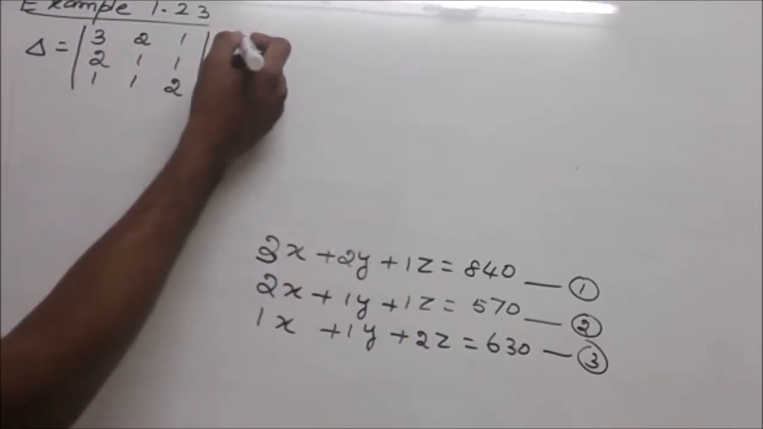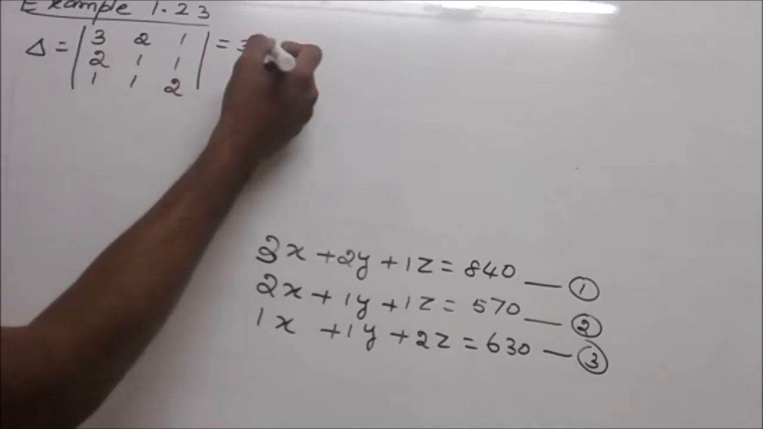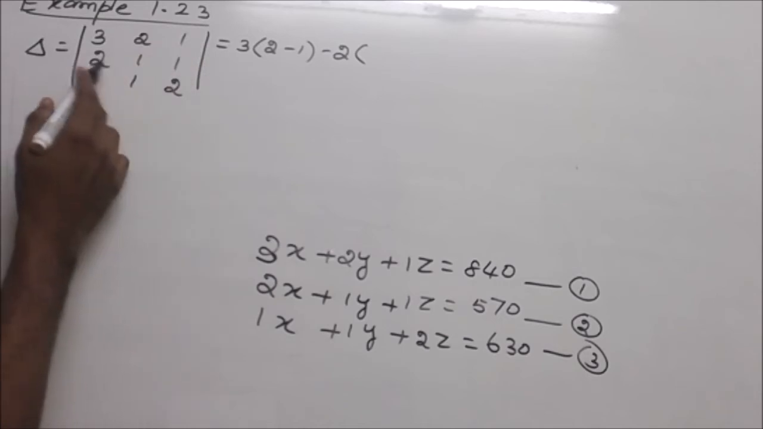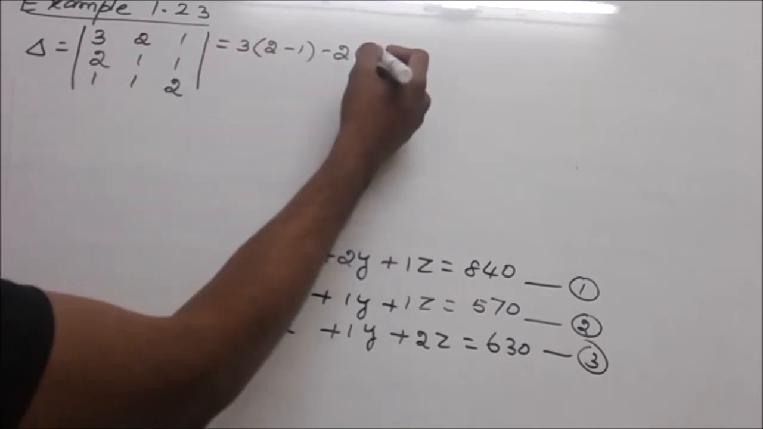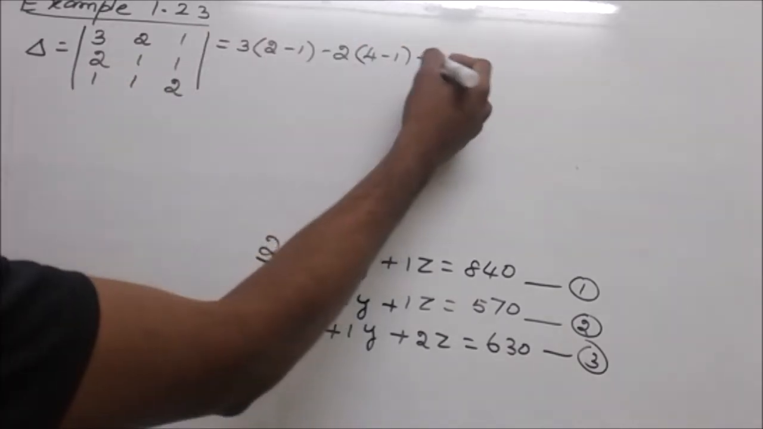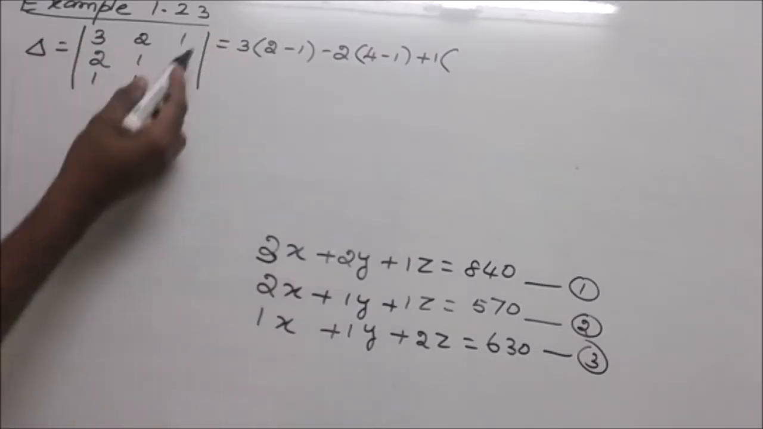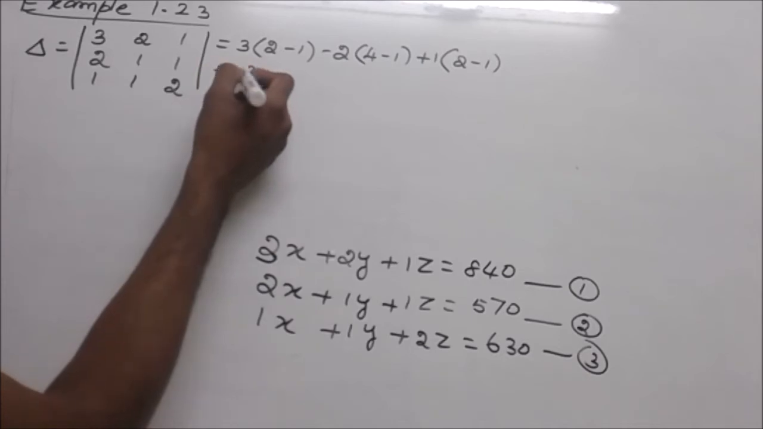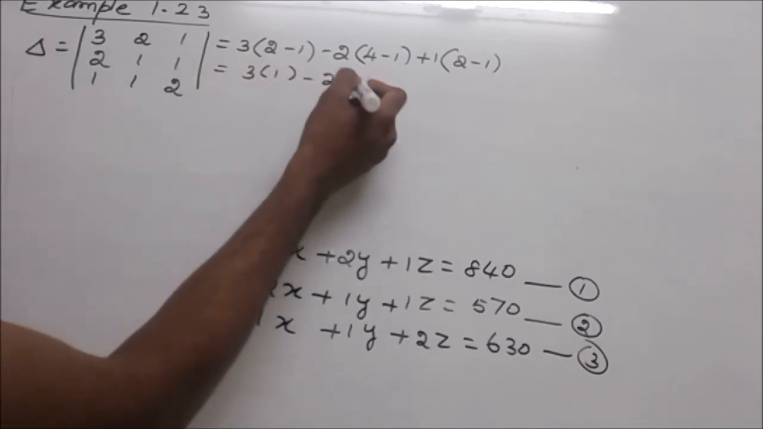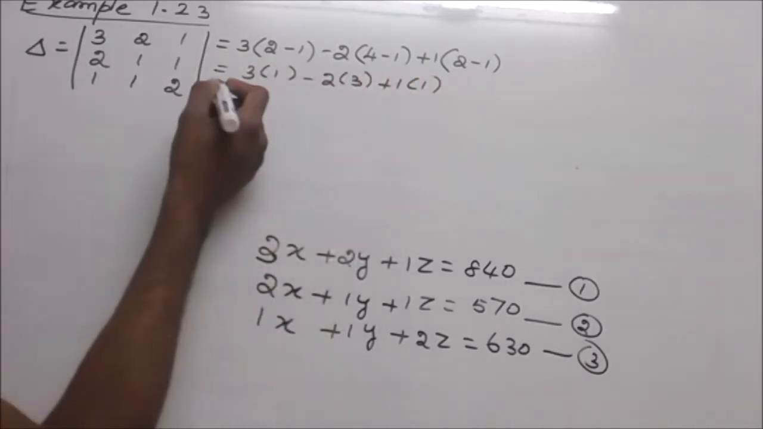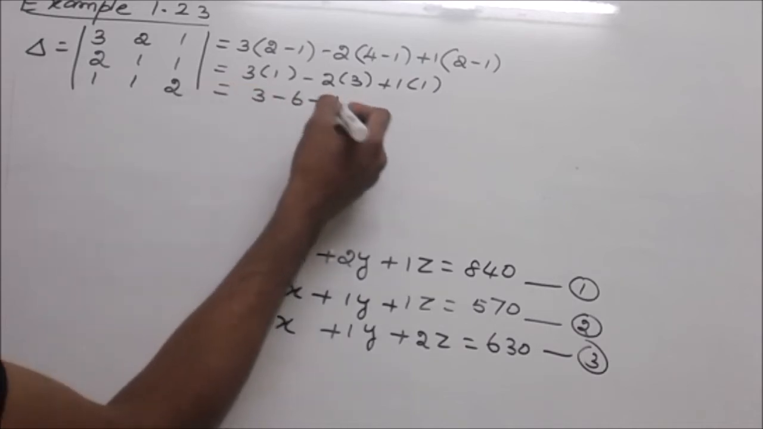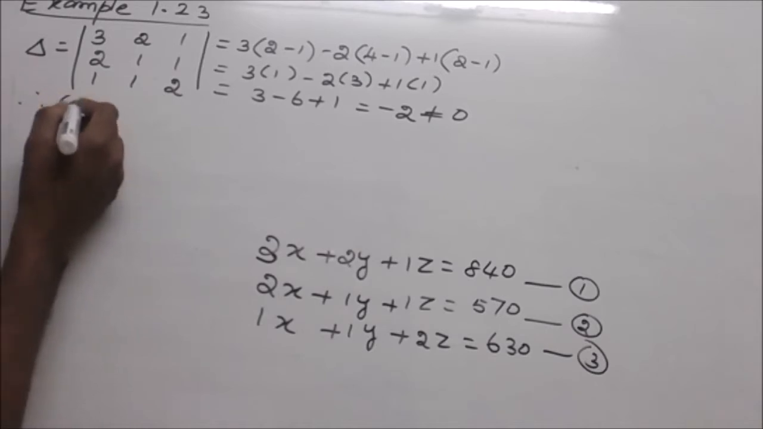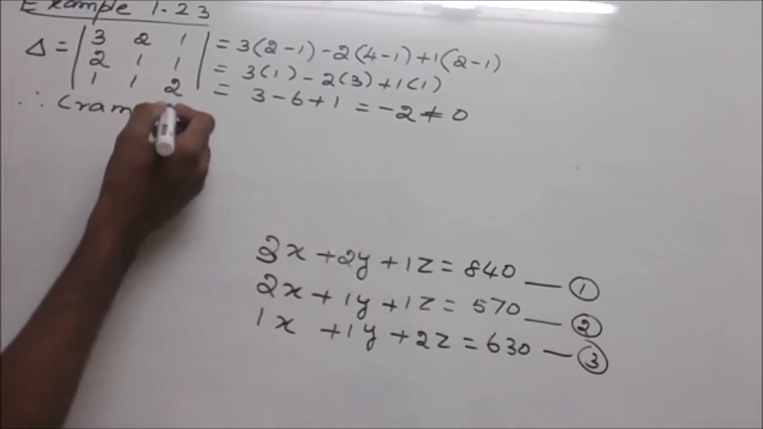That is equal to 3 into (2 minus 1), minus 2 into (4 minus 1), plus 1 into (2 minus 1). It will be equal to 3 into 1 minus 2 into 3 plus 1 into 1, which is equal to 3 minus 6 plus 1 equal to minus 2, not equal to 0. Therefore, Cramer's rule is applicable.